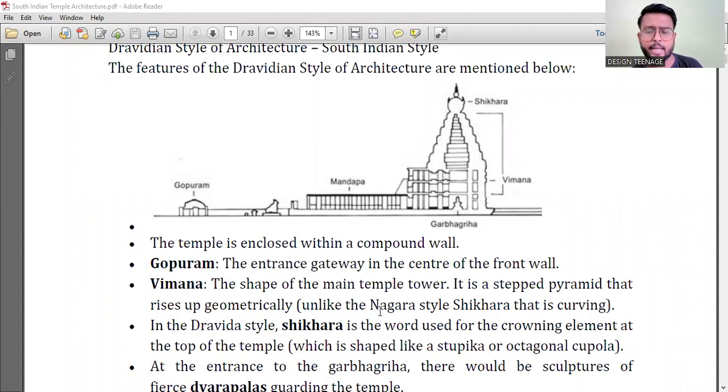The shape of the main temple tower is a stepped pyramid that rises up geometrically, unlike the Nagara Shikara that is curving. Okay, so let's talk about what the Nagara Shikara is in short. Have you seen North Indian temples? Let's assume the famous one, there was the Rath Yatra. The first one was a few days back. The second one, the return, is mostly today itself.